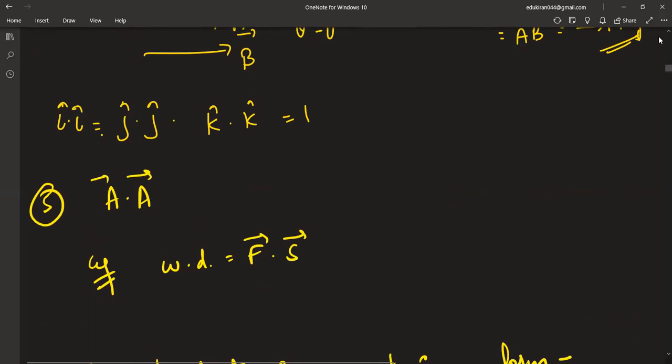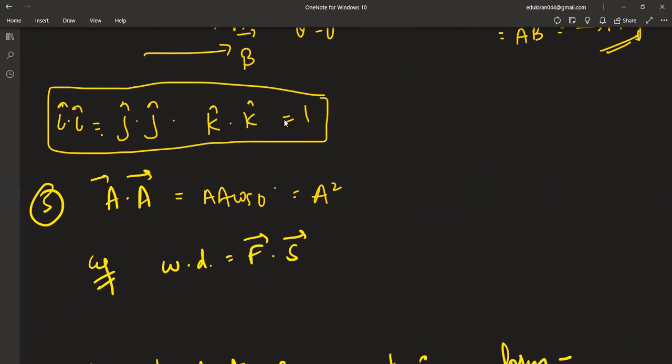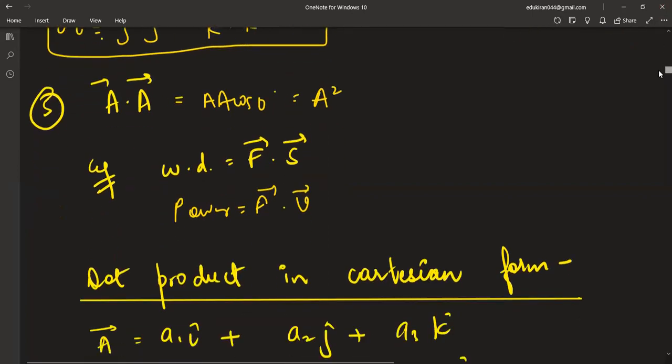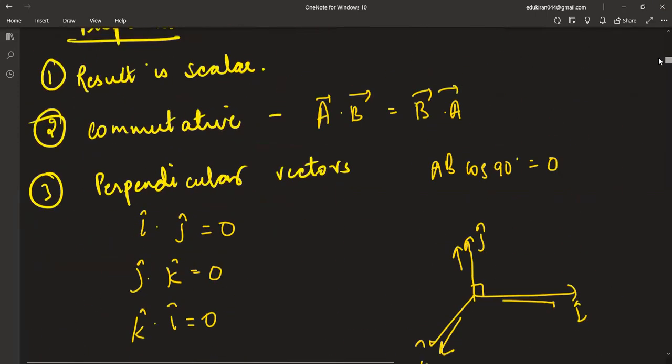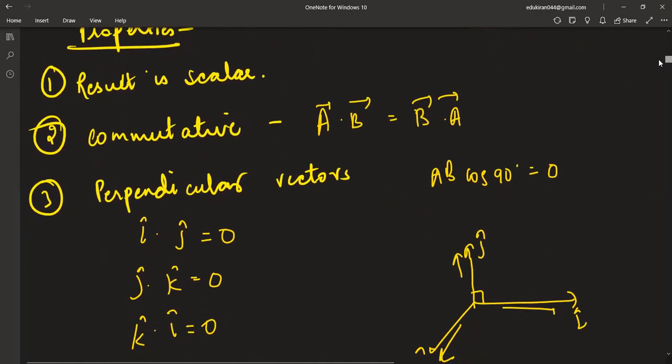The last property is A dot A, which means multiplying the same quantities. When you take A cos 0 degree, you get A square if it's not a universal unit vector. For universal unit vectors, I have told you i dot i will be 1, i dot j will be 0. Please remember all these. Like work done is force dot displacement, or power is force dot velocity. Now we will study the Cartesian form properly, because these are very basics. Just quickly write down the properties, then I'll discuss the Cartesian form with you.